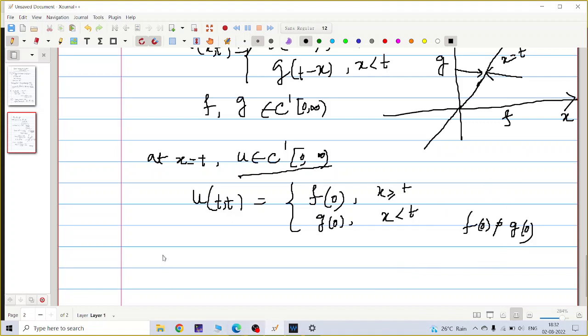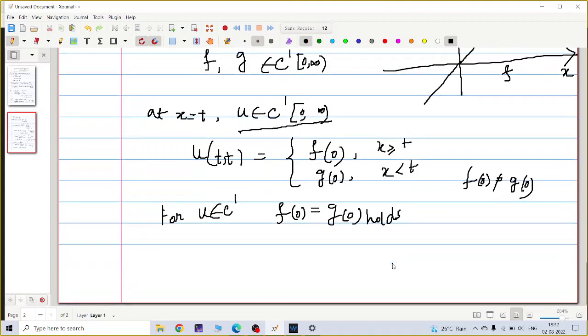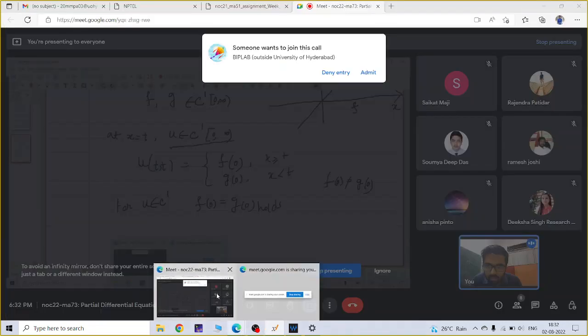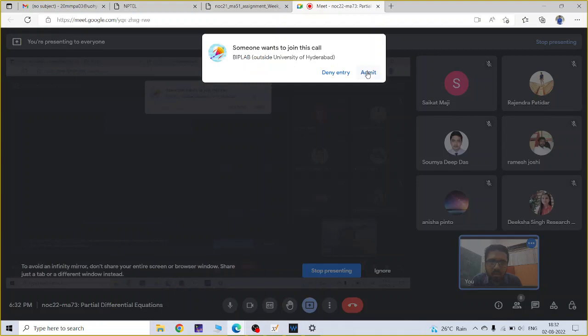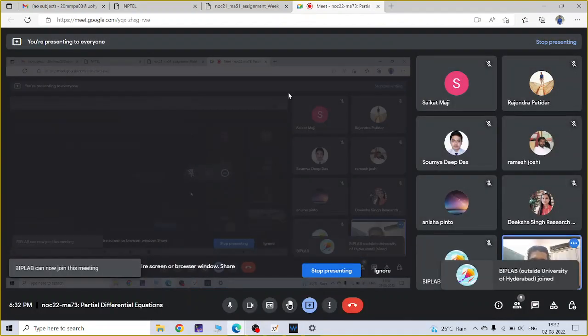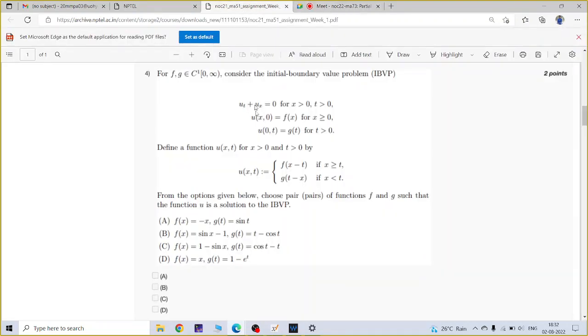So for continuity, for u to be in C or in C1, I say f(0) equal to g(0) holds. Okay, f(0) equal to g(0) holds.